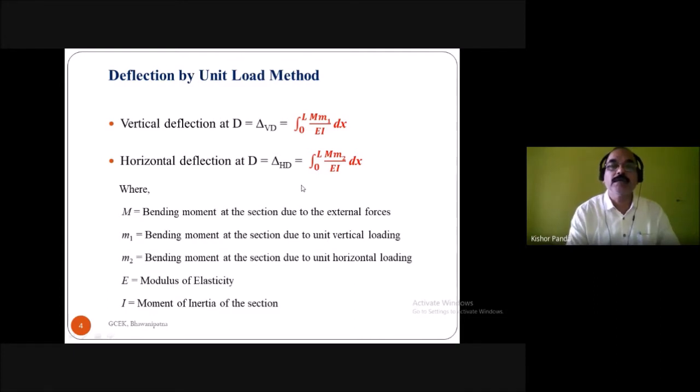You have to take care: capital M is the bending moment due to the external loading, small m1 is the bending moment at the section due to unit vertical loading, and small m2 is the bending moment at the section due to unit horizontal loading. After getting small m1 and small m2, you can use this relation to find the vertical deflection at D and the horizontal deflection at D.